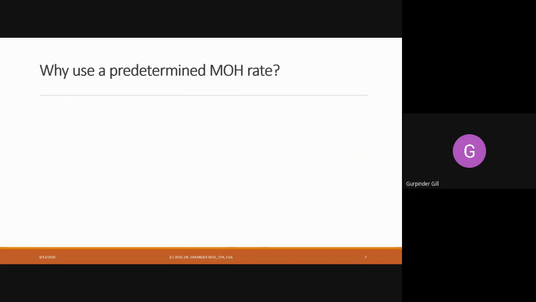Now, why do we need to use a predetermined manufacturing overhead rate? When the company is trying to cost a job or a service, there are two options. One is the company can wait for the actual cost, or the second option is to estimate. Now, if the company waits for the actual cost, then it might be too late because we need to provide our customers with a certain selling price.